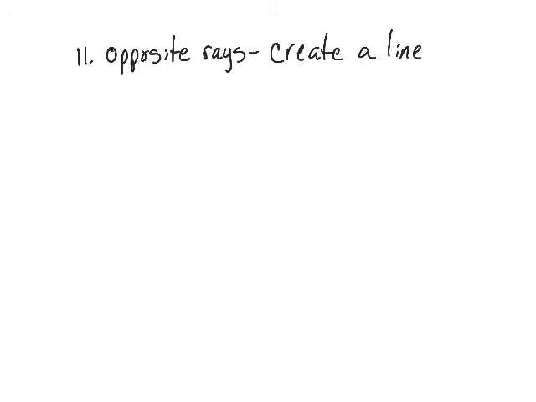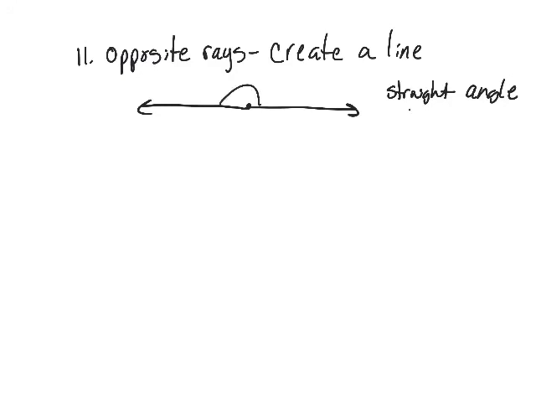Okay, when we have opposite rays, so 2 rays that are connected that are pointing in opposite directions, that creates a line. So I can have a ray this way and a ray going the other way. We also call that a straight angle. And we know that angle measurement is going to be 180 degrees. Okay, there are 180 degrees in a line.